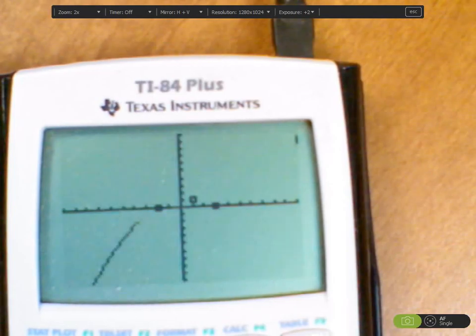Delta table means what's the increment going to be? Let's say 0.25, like every quarter. Sound good? And then we just go to table by hitting second there. Look what it gives you. And you can keep on scrolling through if you want. It's helpful.